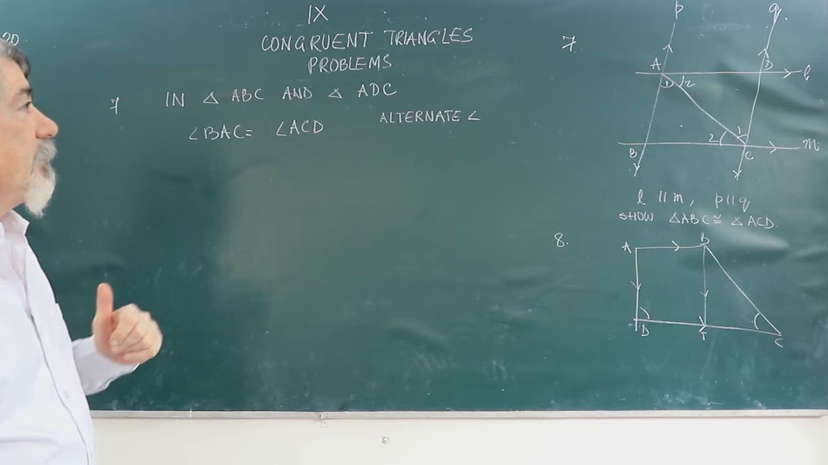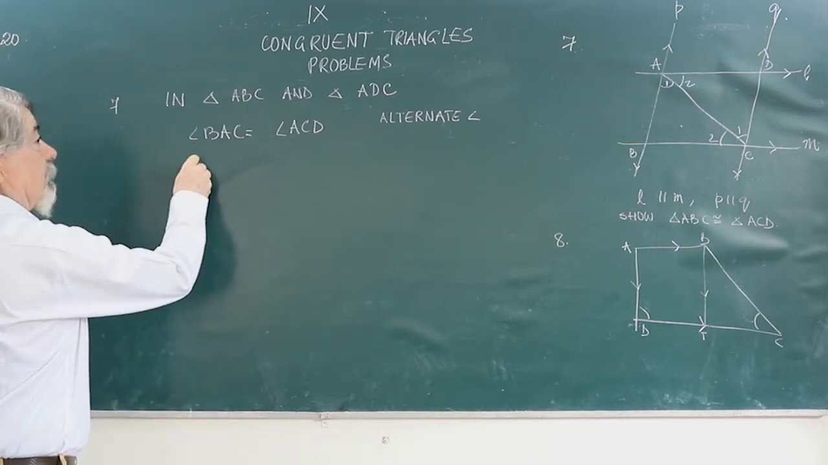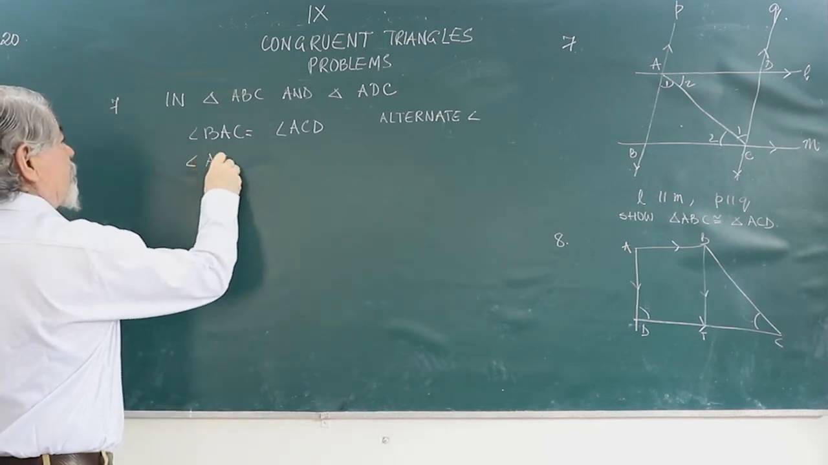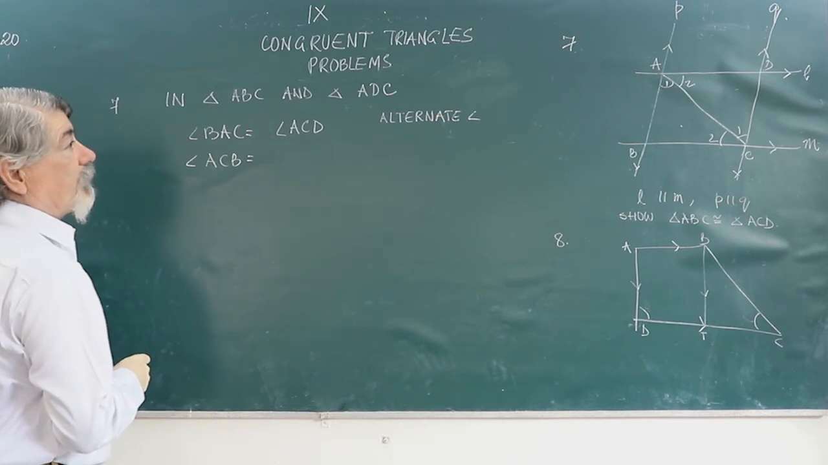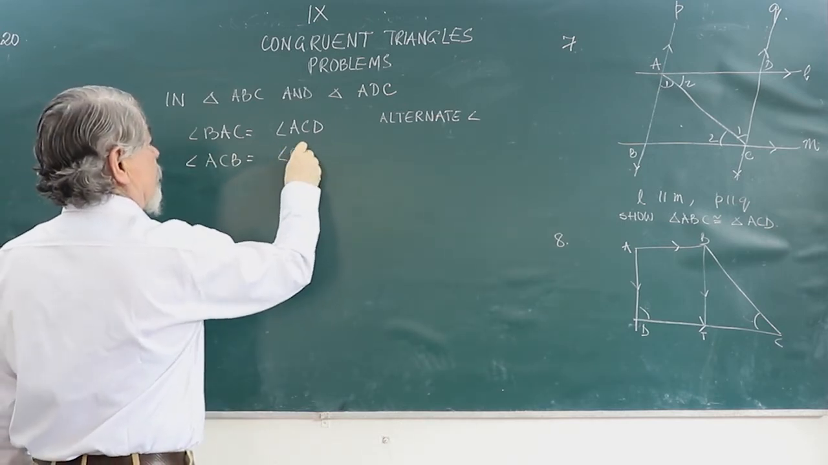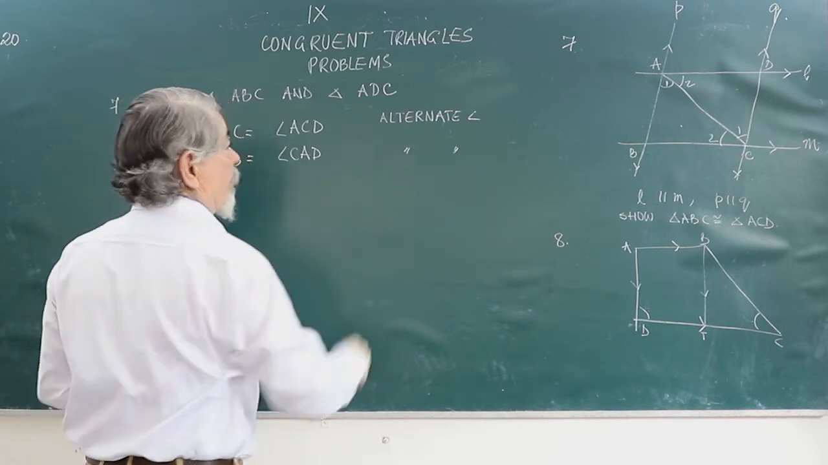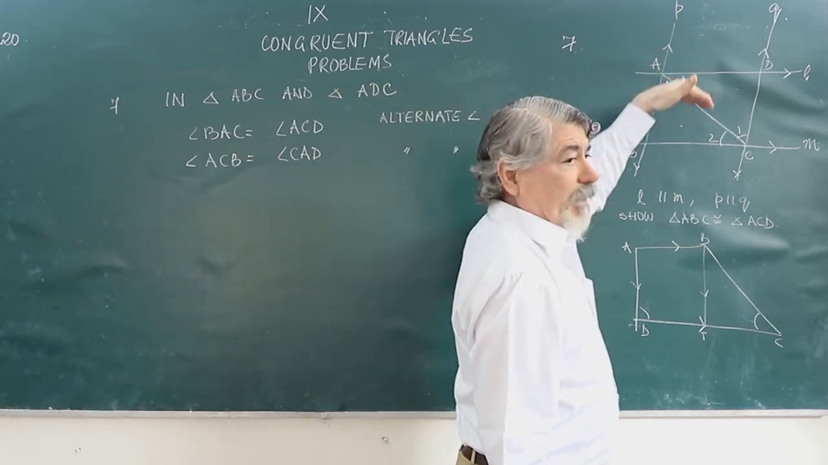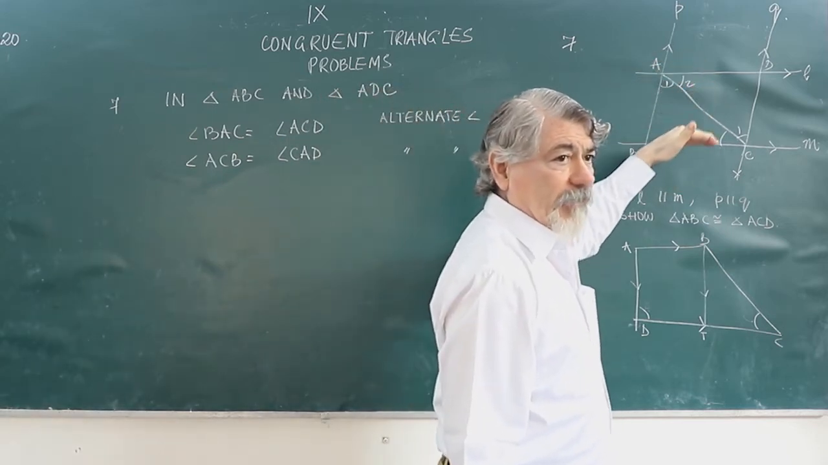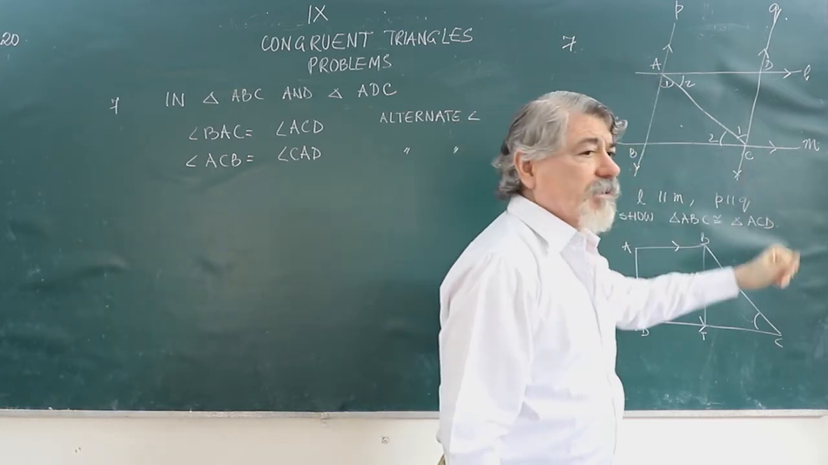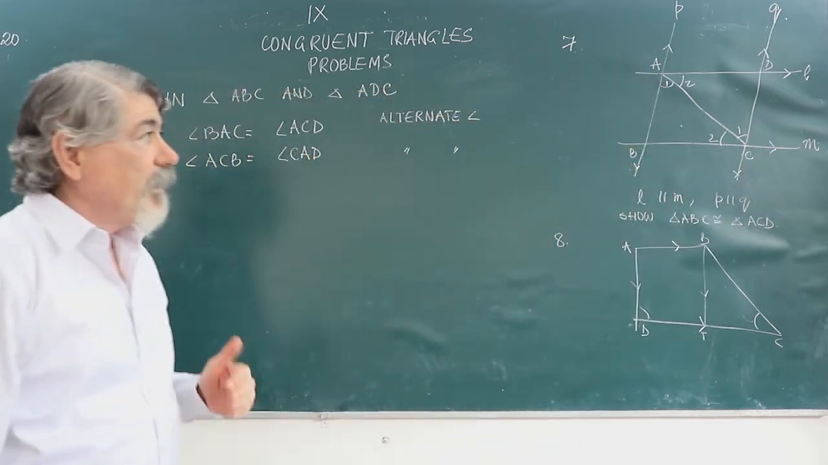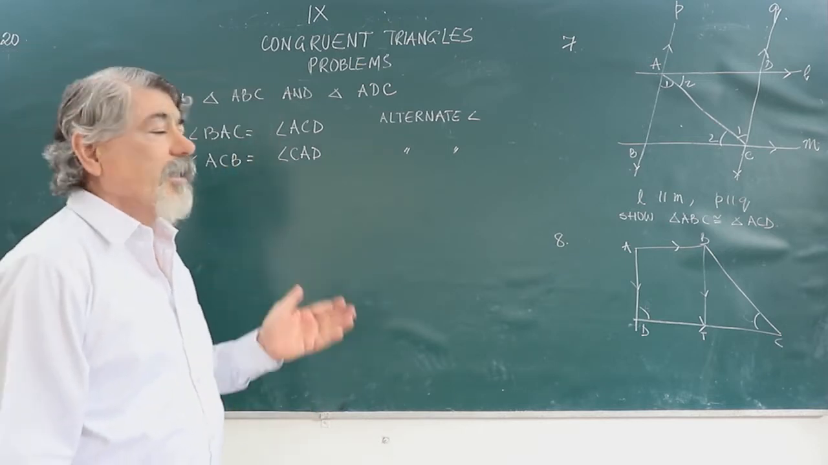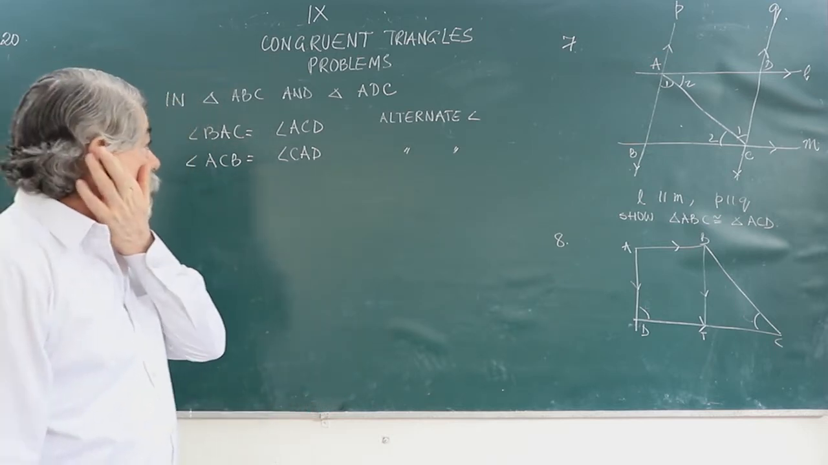Now let us take the other angle, that is ACB. Angle ACB will be equal to angle CAD. These are again alternate angles, but why are they alternate now? Angle 2 is alternate to angle 2 because lines L and M are parallel to each other, and AC as a transversal cuts them. So these are again interior alternate angles, and these angles are equal.